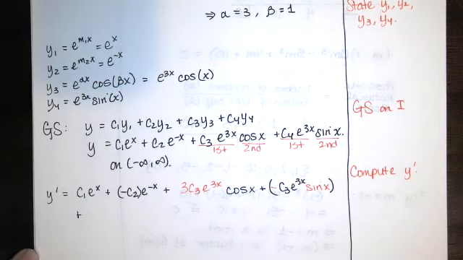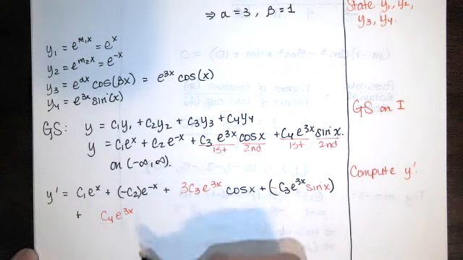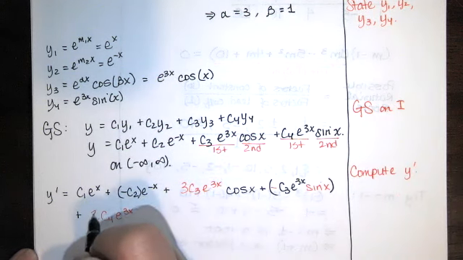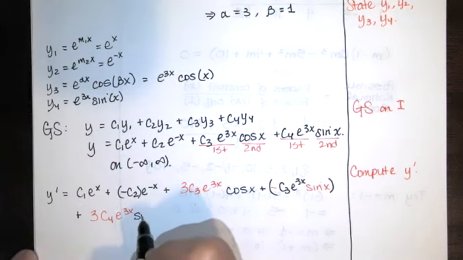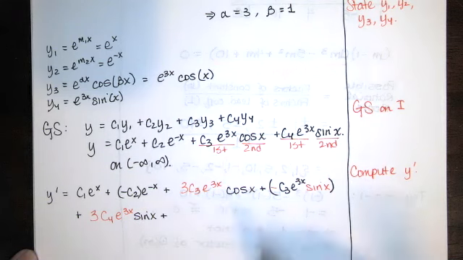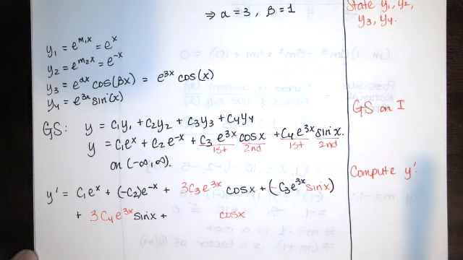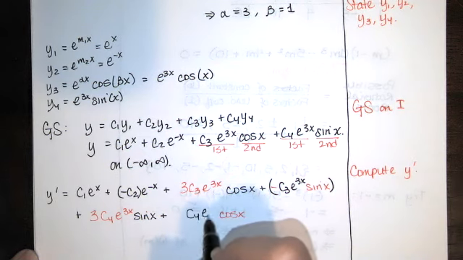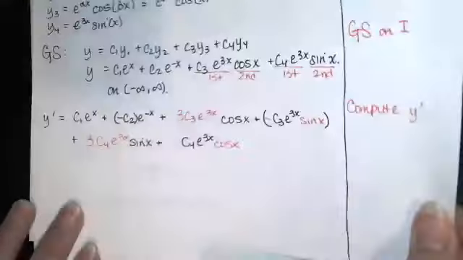Now, for this one, same thing. Derivative of the first. Bring the constant down. The derivative of e to the 3x is e to the 3x times an extra 3 by the chain rule. Derivative of the first times the second, plus the derivative of the second. The derivative of sine is cosine times the first. Okay, so that's y prime.